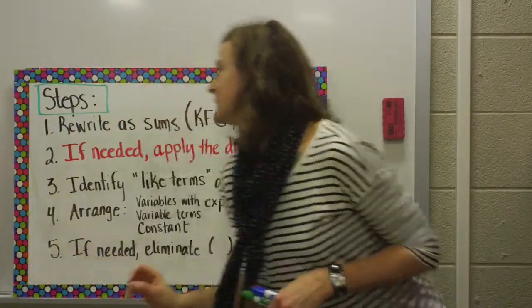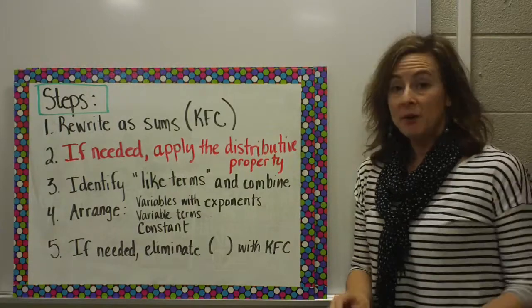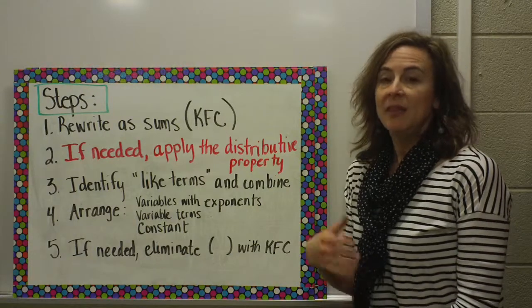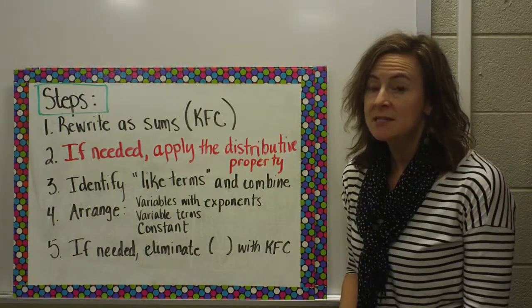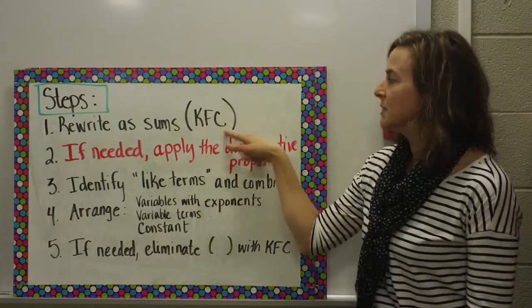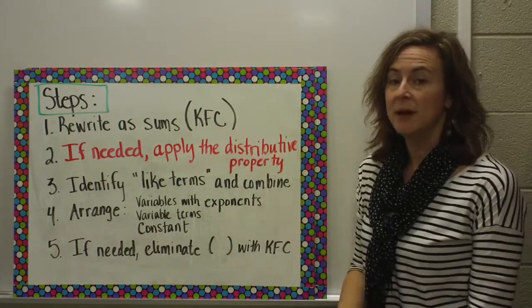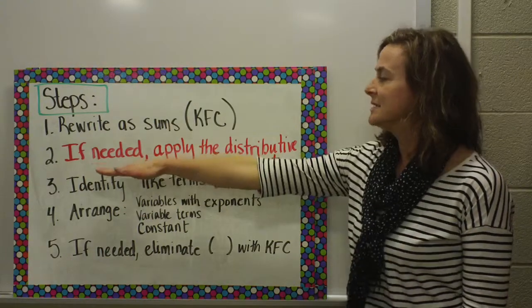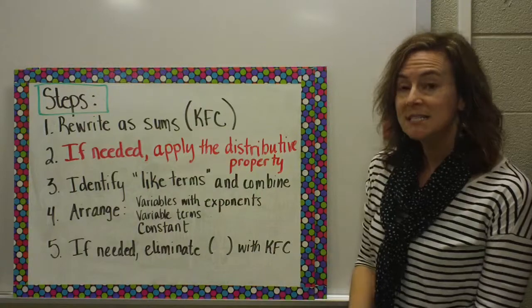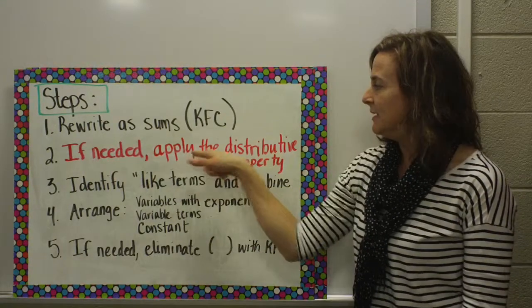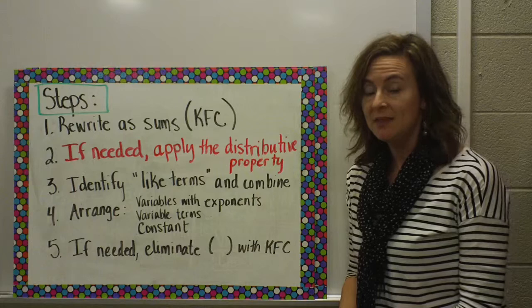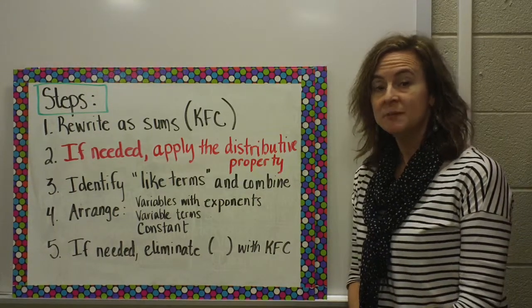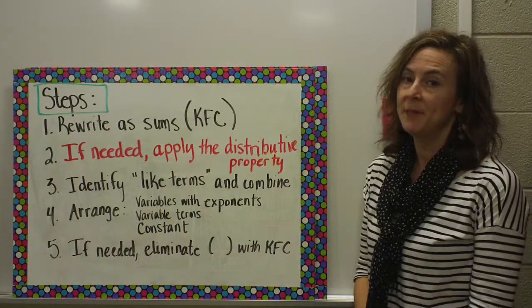Let's start with the steps. Remember that the very first step in simplifying expressions is going to be rewriting the expression using only sums or addition. And we use our keep, flip, change, KFC, to remind ourselves on how to do that. The step that we were missing, step 2, involves the distributive property. If needed, you are going to apply the distributive property. Third, you're going to identify the like terms and combine them.